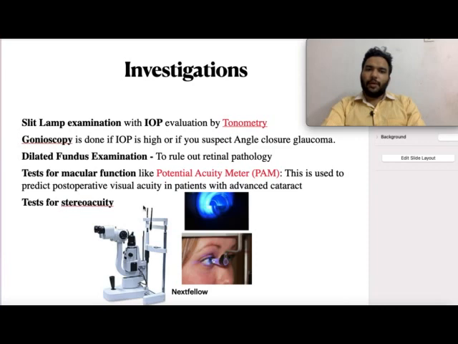Then tests for macular function, such as the potential acuity meter. This is used to predict post-op visual acuity. Sometimes the patient will ask, how much will I regain vision, how much will I be able to see? For that case we use a potential acuity meter and tell the patient that this much amount of vision you can regain. And then the test for stereo acuity. Sometimes we do that in order to find out if the patient has depth perception.